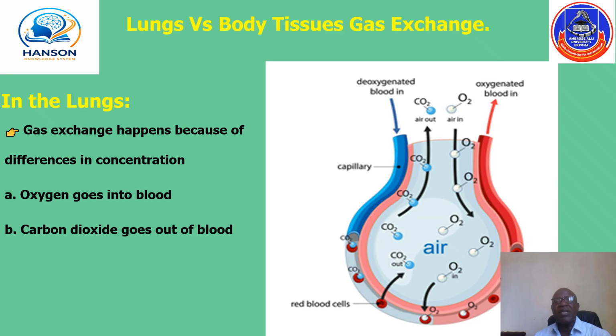When the oxygen enters the red blood cell, it binds with hemoglobin, and the blood becomes rich in oxygen. We refer to such hemoglobin as oxyhemoglobin. Now, carbon dioxide moves out of the blood into the lungs, and it is then expelled from the body.